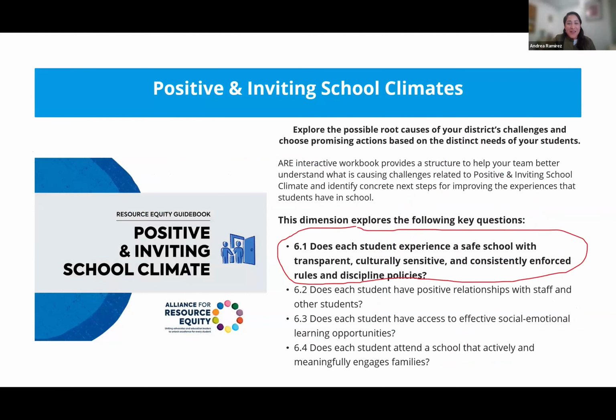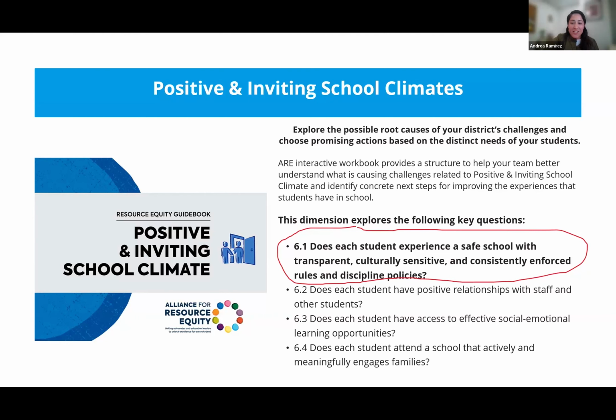So now that you know what a messaging triangle is, how do you create one? I'm going to go step by step on how to create your messaging triangle using the information in the ARE case-making decks. The first thing you should do is start by narrowing down your focus issue area by reviewing the Alliance for Resource Equity's 10 dimensions and key questions. For today, we're going to focus on dimension 6, which is positive and inviting school climate. And I'm going to narrow our focus to one specific key question, which is key question 6.1.